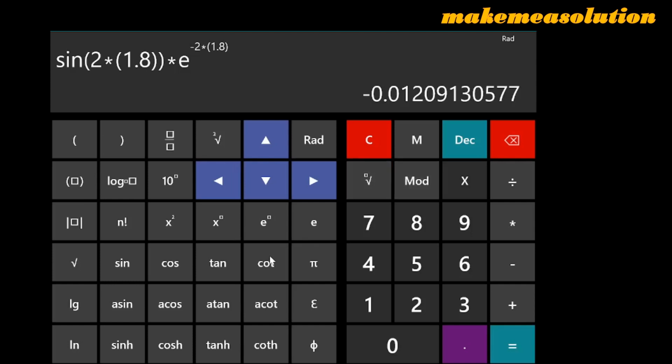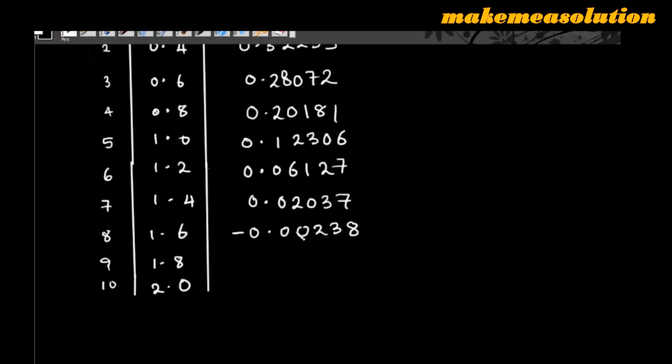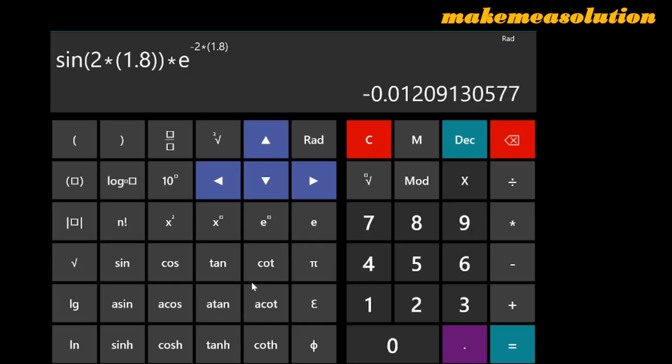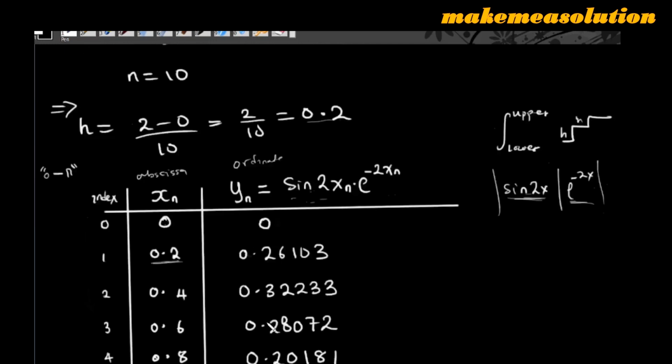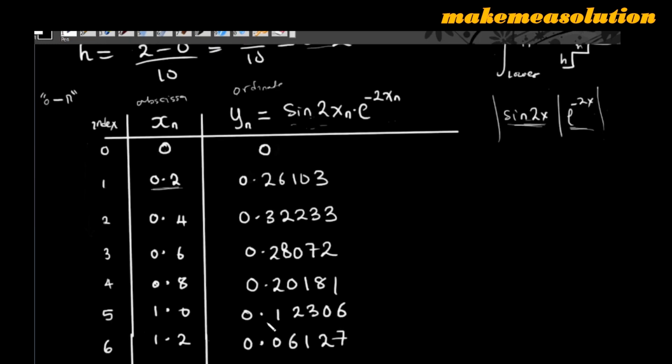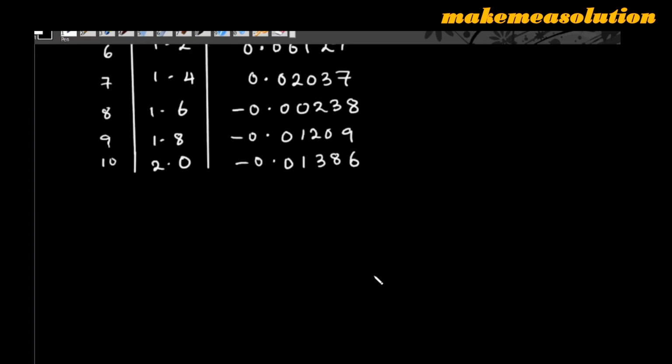Then we now have 1.8 for the next, which gives minus 0.01209. And finally 2.0, which gives minus 0.01386. So we've evaluated the ordinates for the various abscissa values. And finally, we just need to plug it into the formula.